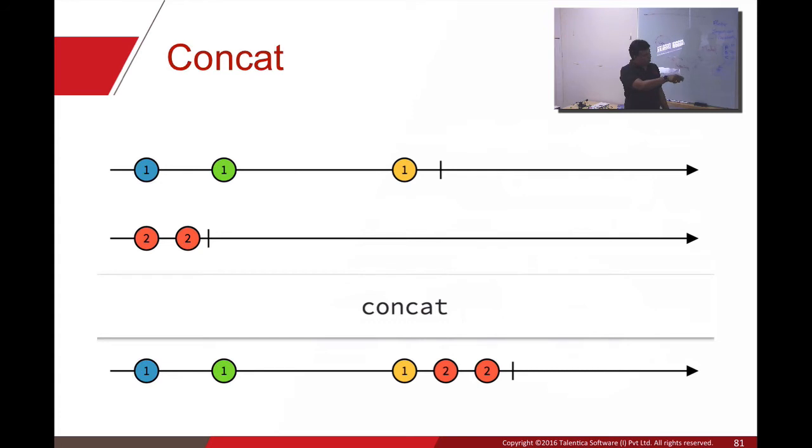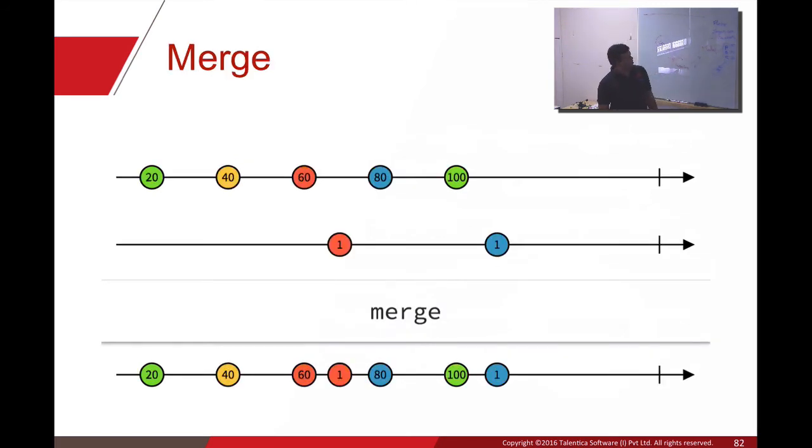It will not call onComplete in between, because once onComplete gets called, it's essentially the end of the observable sequence. Merge, as you can see, will emit as and when there is an emission; it will emit that directly.